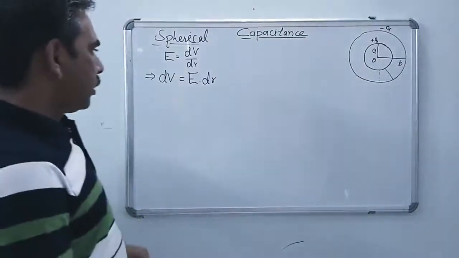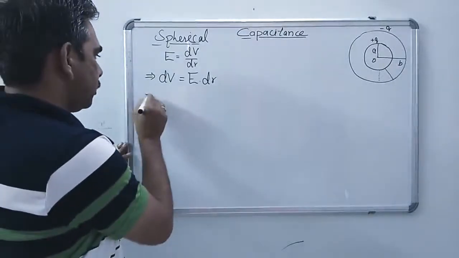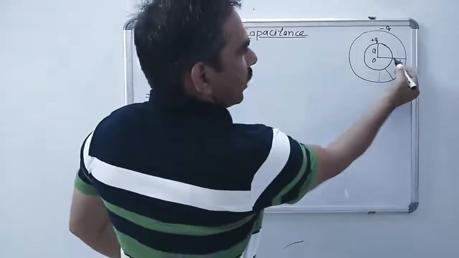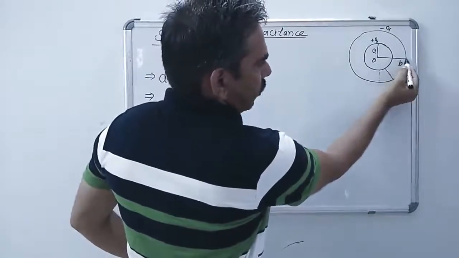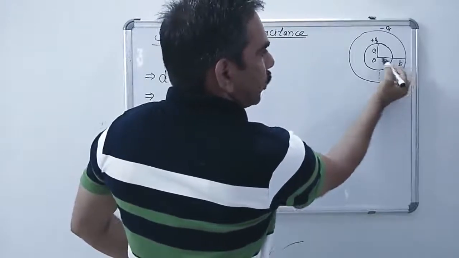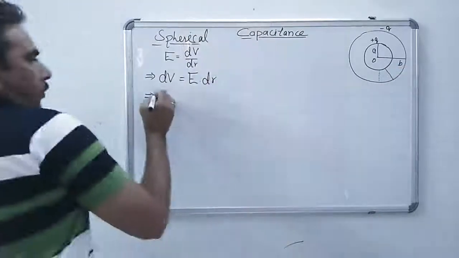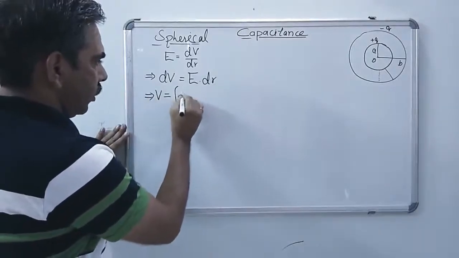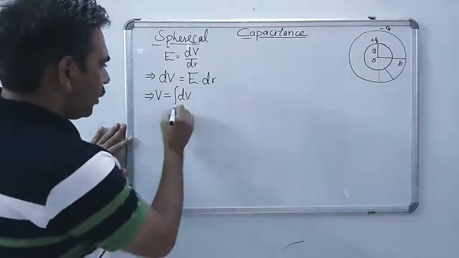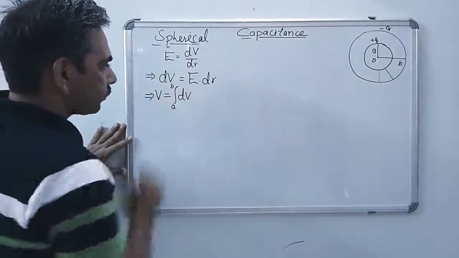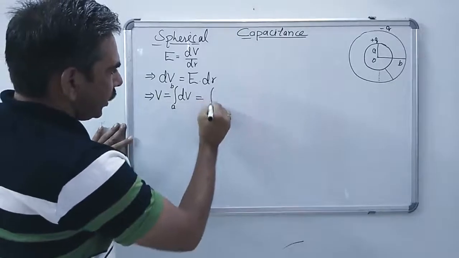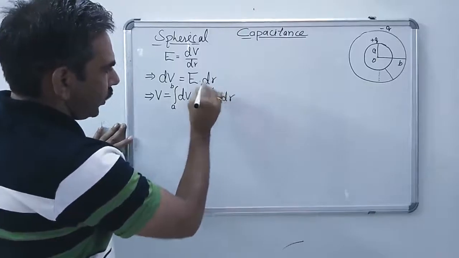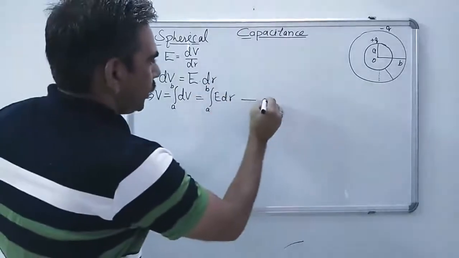So what will be the total potential difference between the two spheres when we move from the inner sphere to the outer sphere, that is, from radius A up to radius B? Therefore, the total potential difference is given by integration of all such potential differences from A to B, which is the integration of E dr from A to B. Let this be equation number 1.